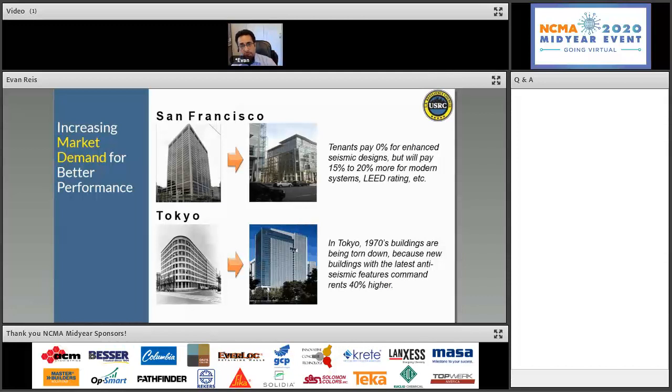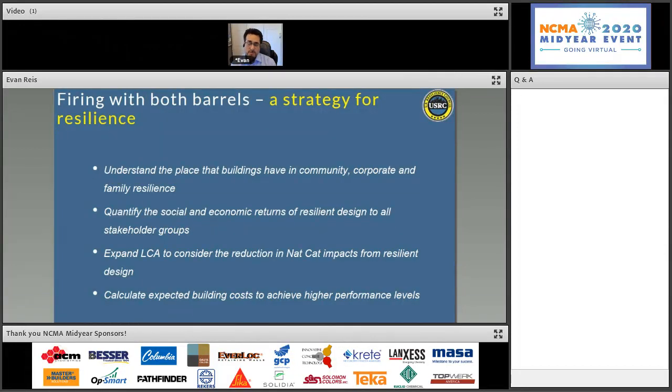And any material system that can contribute meaningfully to those kinds of ratings will also be perceived as more valuable. So ultimately, we want to see the concrete masonry industry fire on both barrels when it comes to sustainability. The green side of things, but also the resilience side. And to do that, you have to understand your place in the resilience movement. And it's a great place.